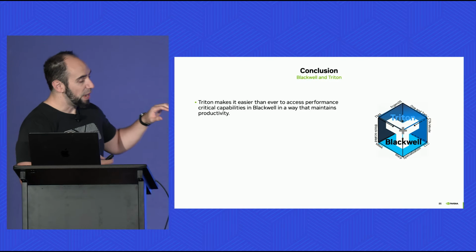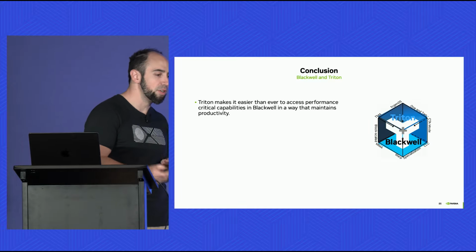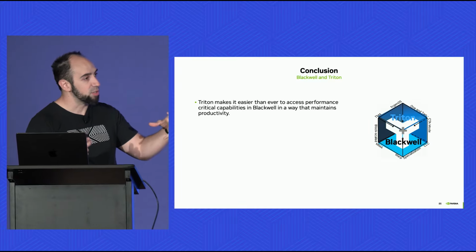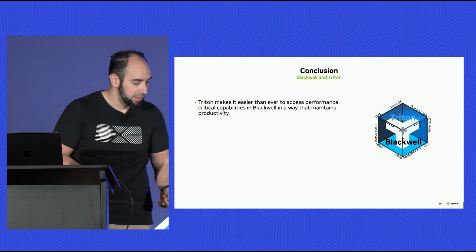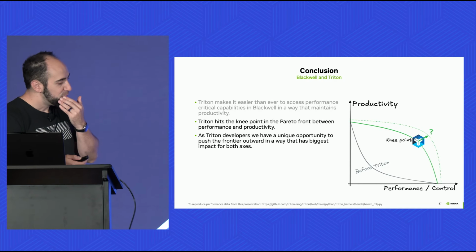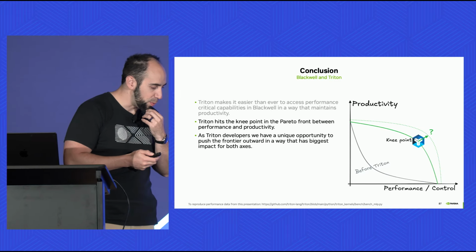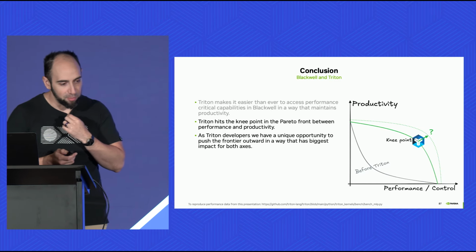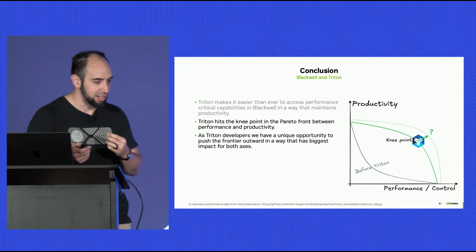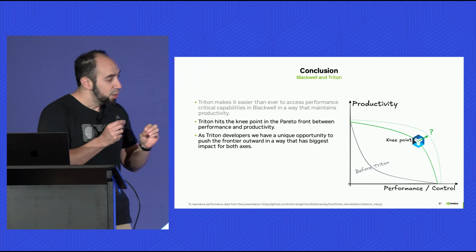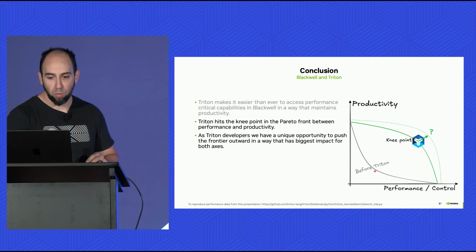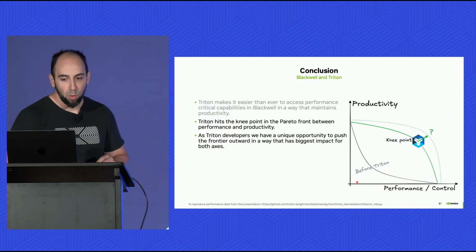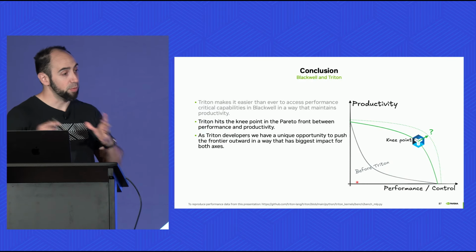So just to wrap things up, Triton's making it easier than ever for us to access these performance-critical capabilities of Blackwell while also maintaining productivity. Phil had this nice picture of the Pareto frontier of productivity and performance that I couldn't help but talk just a little bit about. I think without Triton, we're somewhere down in this region. This is where we were living. Triton has moved this Pareto frontier a lot.